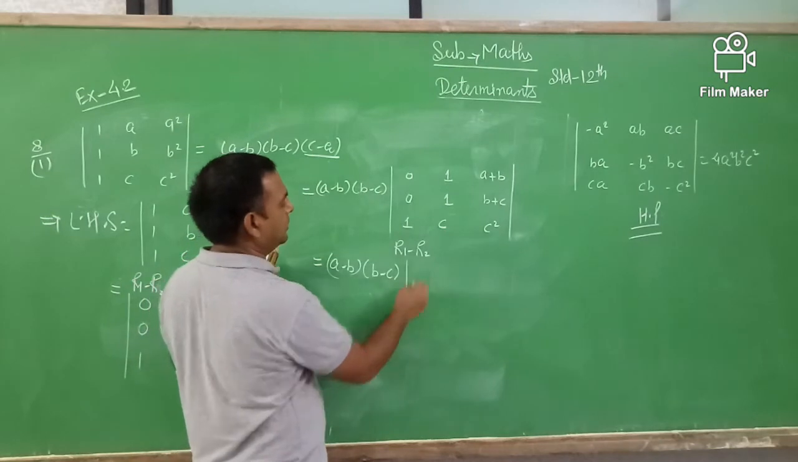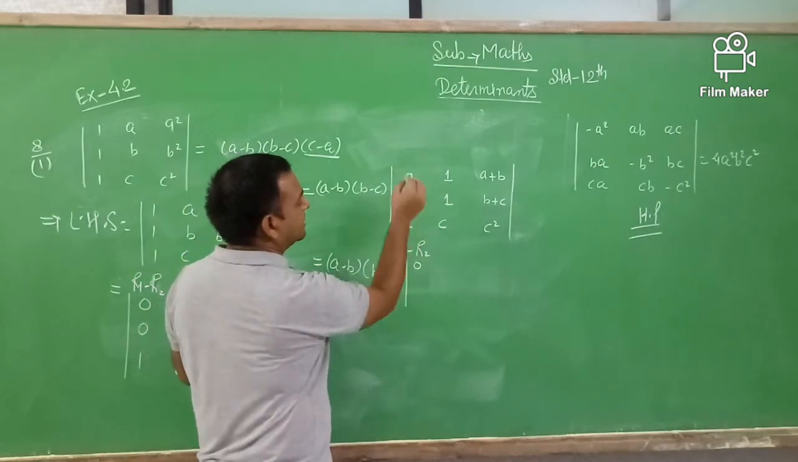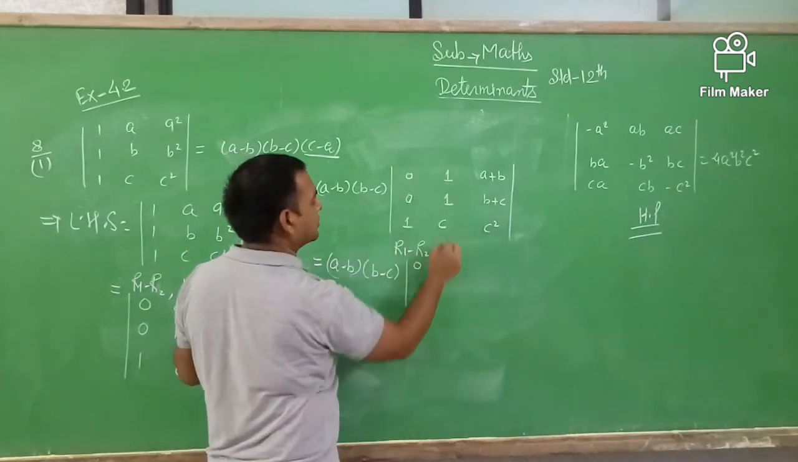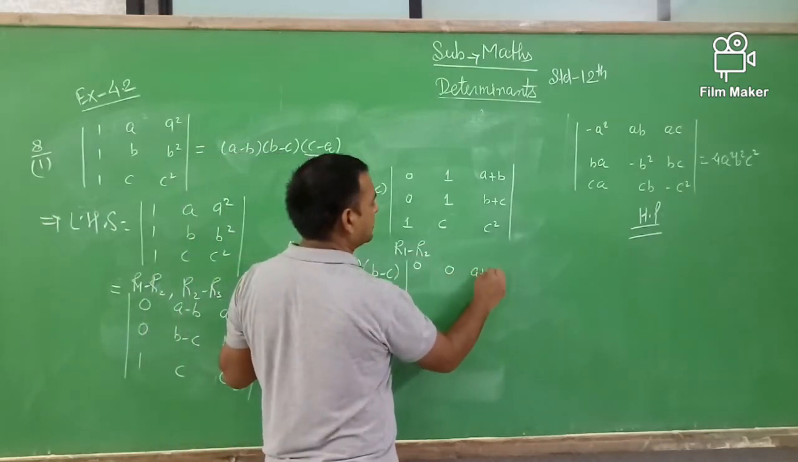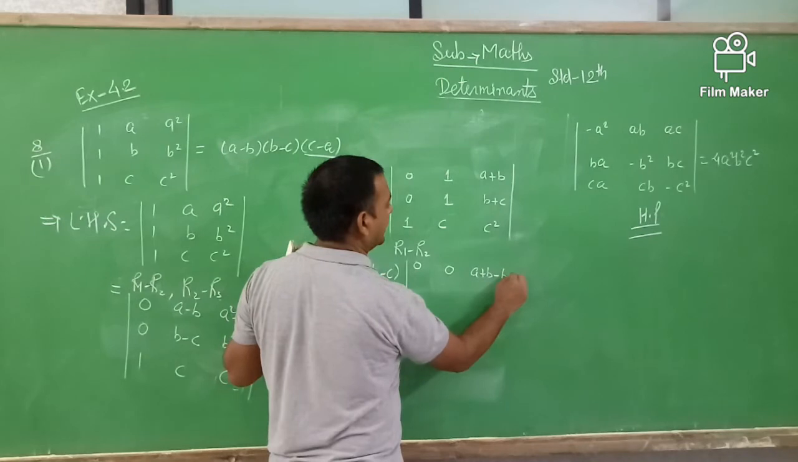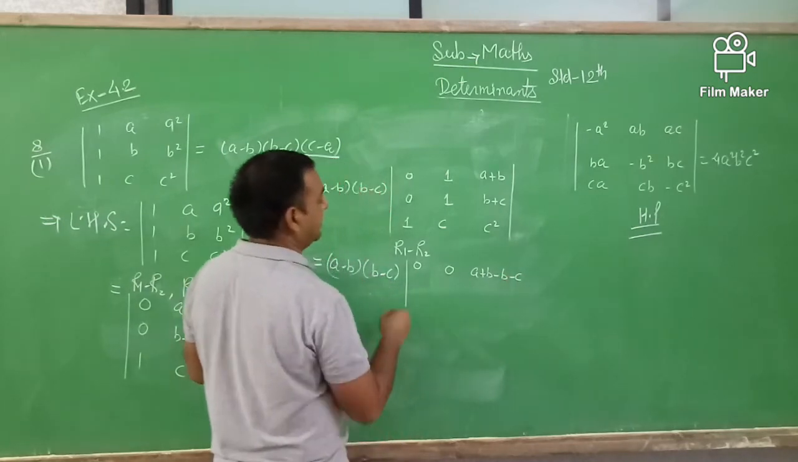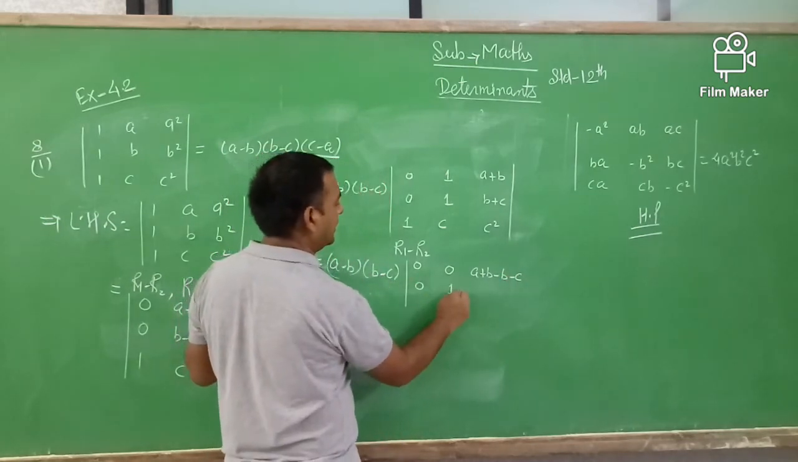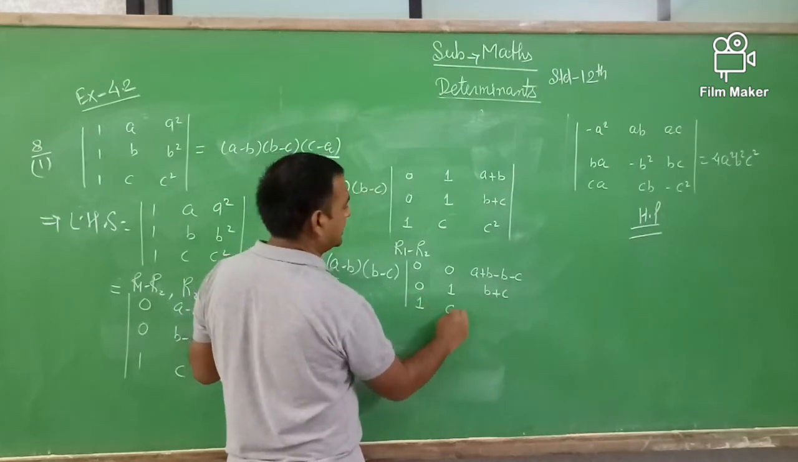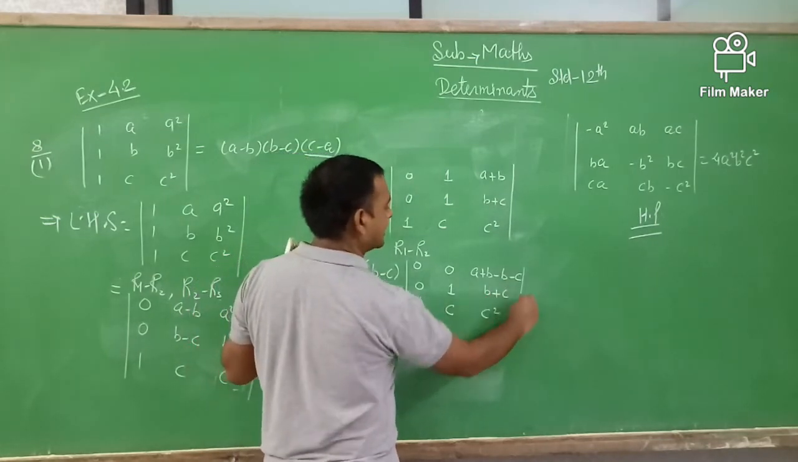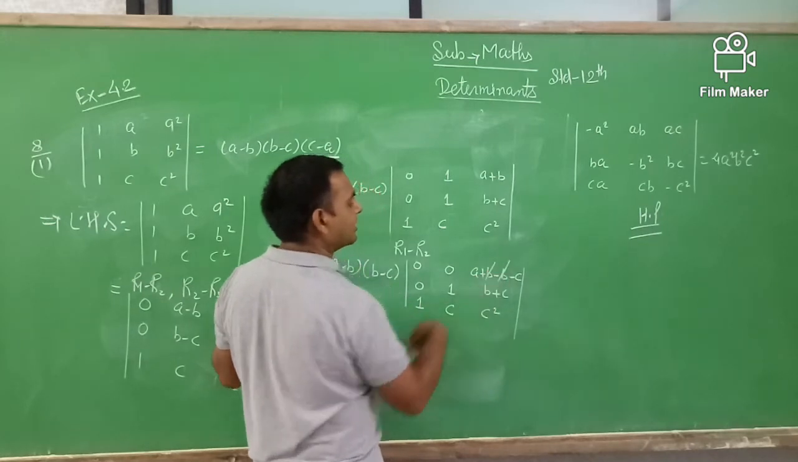It is equal to 0. 0 minus 0 is equal to 0. 1 minus 1 is equal to 0. This is a plus b minus b minus c. This is the 0, 1 and then b plus c. Next 1, c and c square. These are the elements. Here b is cancelled by b.